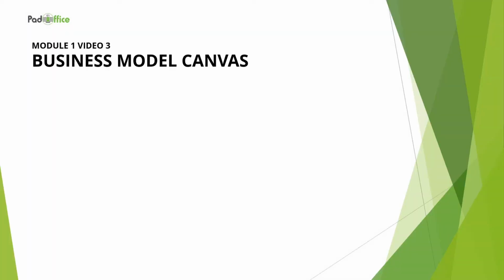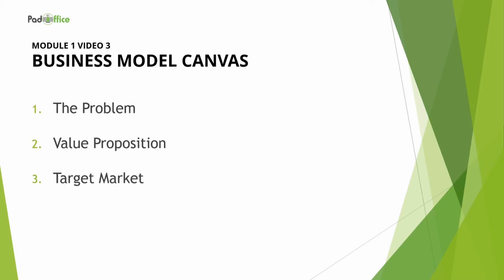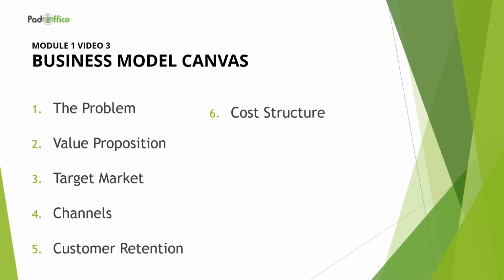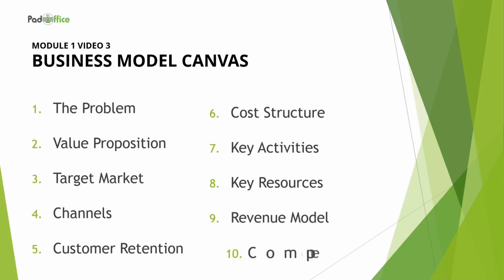This is Module 1, Video 3, titled Business Model Canvas. In this video, we're going to be talking about the essential things you need to know to start up your business. And this includes the problem, value proposition, target market, channels, customer retention, cost structure, key activities, key resources, revenue model, and the competition.